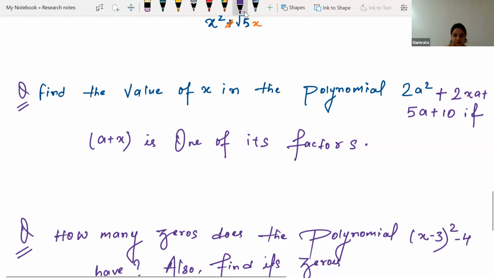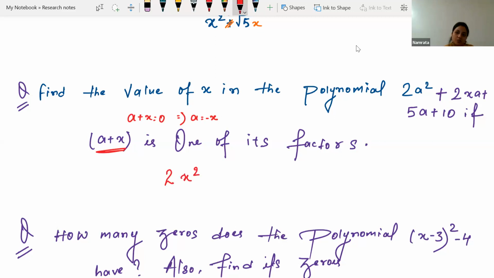Factor theorem. What does the factor theorem say? If it is a factor, then what can we do? If it's a factor, then this a plus x will be equal to 0. So when we equate it, a will be equal to minus x. This minus x, what will we do? We will substitute it in the polynomial at the place of a.